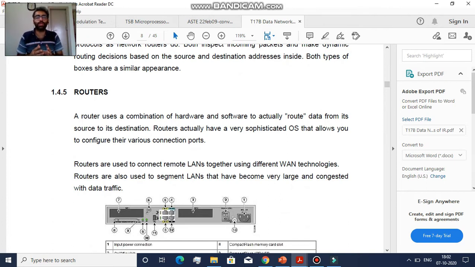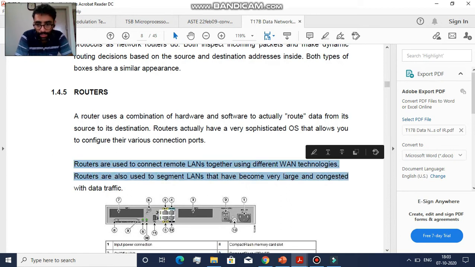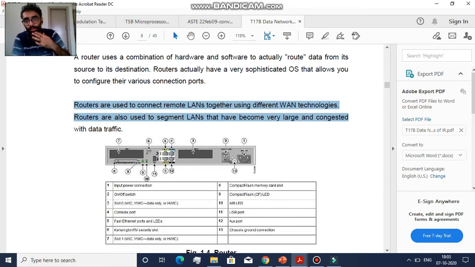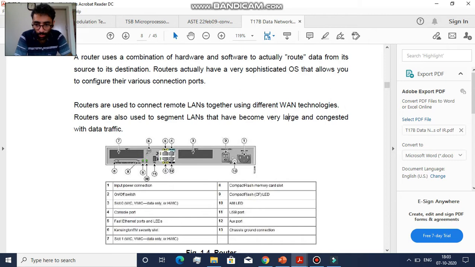The important thing to note here is that a router deals with layer 3 addresses, or the IP addresses. A router basically routes the packets from the source to destination with the help of the IP addresses. Routers actually have a very sophisticated OS that allows you to configure their various connection ports. Routers are used to connect remote LANs together using WAN technologies. You can connect remote LANs together using a WAN technology using a router.